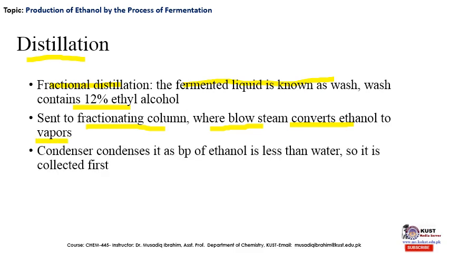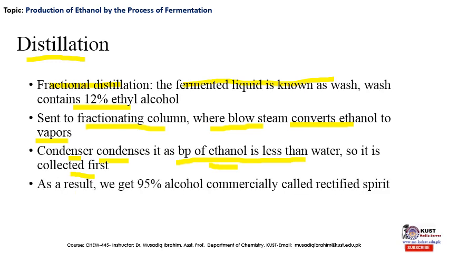And then the condenser condenses it, as the boiling point of ethanol is less than water, so the ethanol is collected first as a fraction. Now, as a result of this distillation and condensation process, we get 95% alcohol, which is commercially known as the rectified spirit.